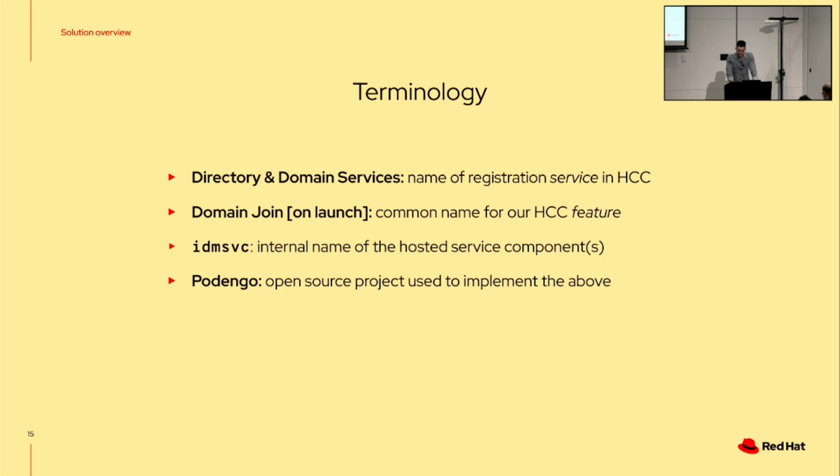Brief terminology guide here. Directory and domain services is the name of our registration service in Hybrid Cloud Console. Domain join is just our common name for the feature. So we're joining machines, VMs to the domain, we call it domain join, but you won't actually see that written anywhere in the experience as a string. That's just the name of the feature. IDM SVC is the internal name of the services that are running, and Podengo is the open source project that hosts all of the repos for the different parts of this solution, which are used to implement this experience.